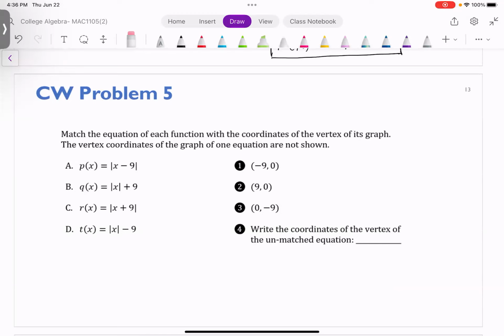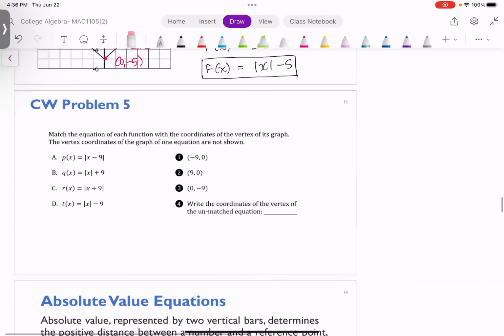In this example, we're going to use the same patterns that we just observed in the function form of an absolute value equation, f of x equals a times absolute value of x minus h plus k. And I'm going to identify a, h, and k, although if you notice, just looking here at the beginning of each function, none of them have a multiplier, so I don't actually have to worry about a. So I'm going to identify h and k from each of these functions, and that's going to tell me the coordinates of the vertex.